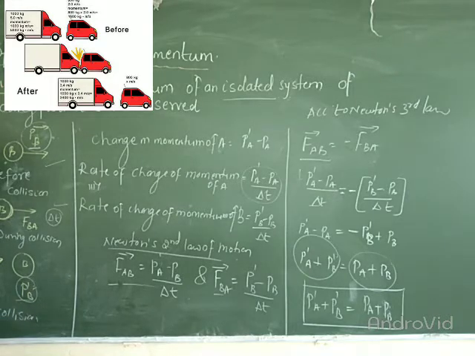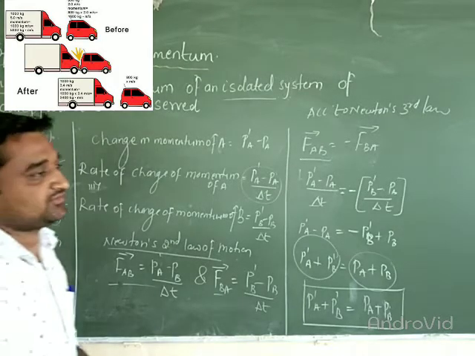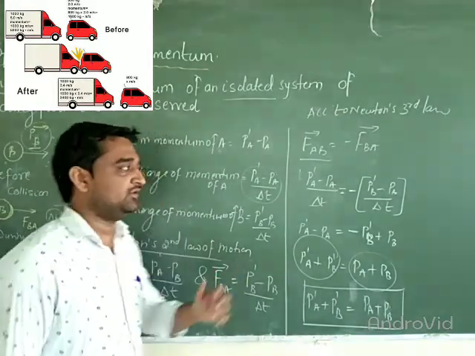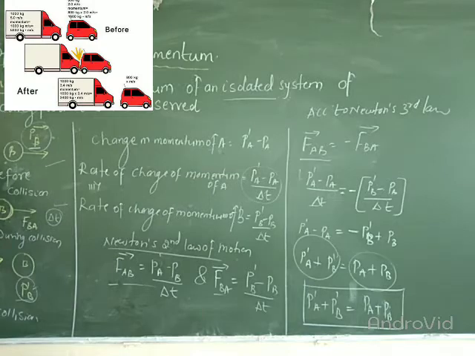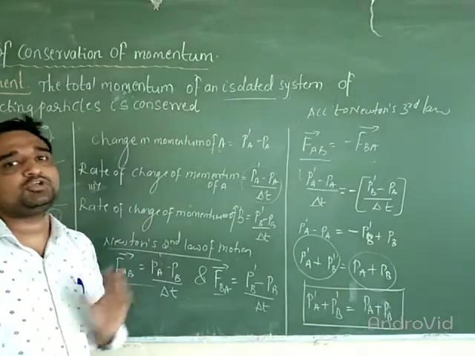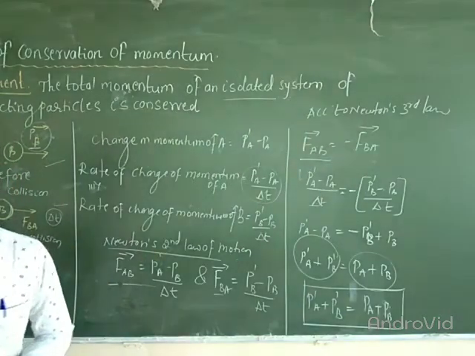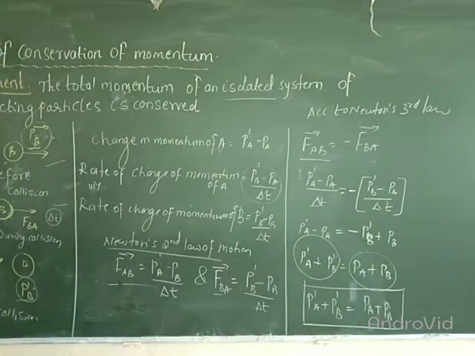So this is a very important derivation for 5 marks in the examination. They will ask a 5 mark derivation: state and prove the law of conservation of linear momentum. So you have to take this illustration. With this illustration, you have to prove that the total momentum before the collision is equal to the total momentum after the collision.